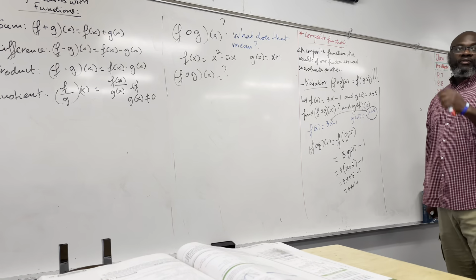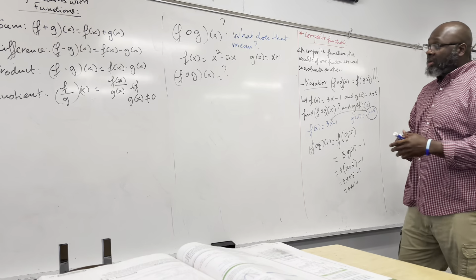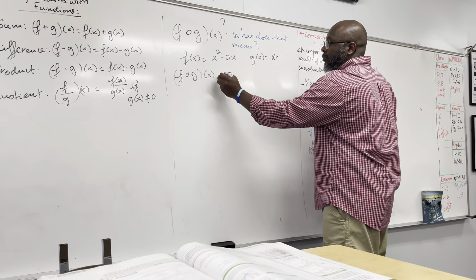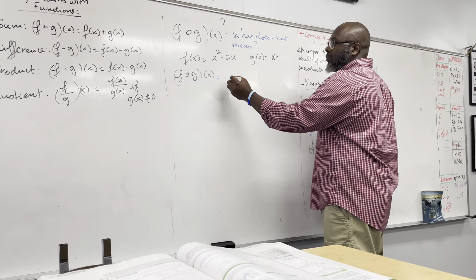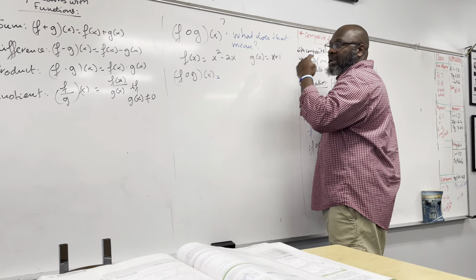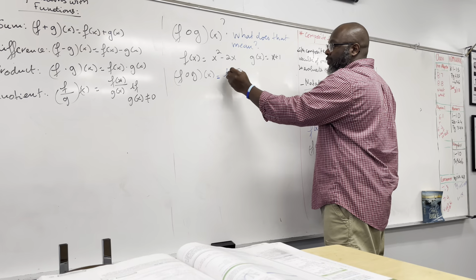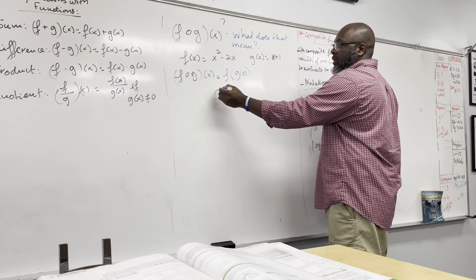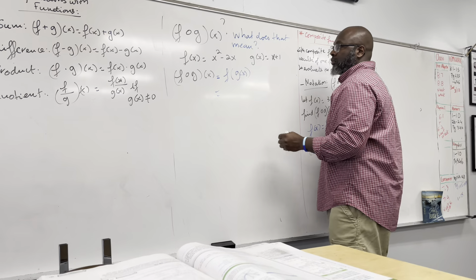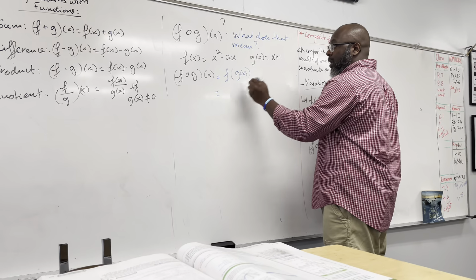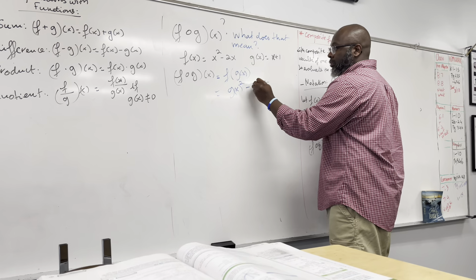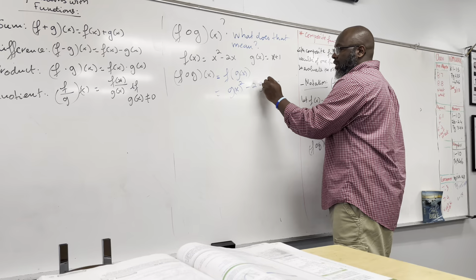All right, so I want to find f of g of x. So tell me how you do it. Step by step. So it'll be what? f of what first? f of g of x. And then it's g of x squared, minus 2 times g of x, right?